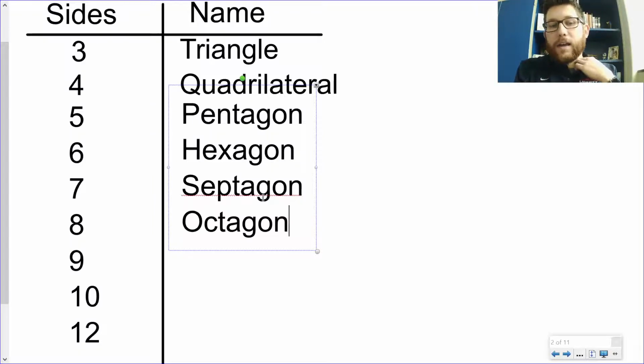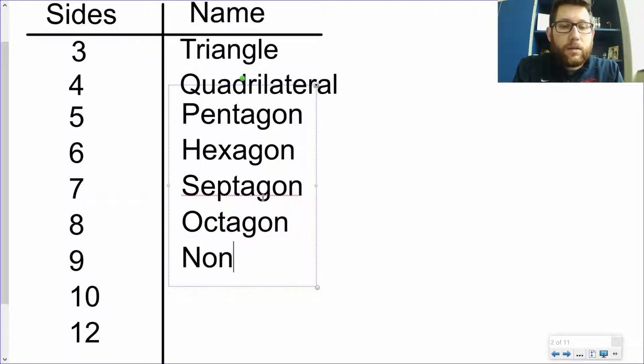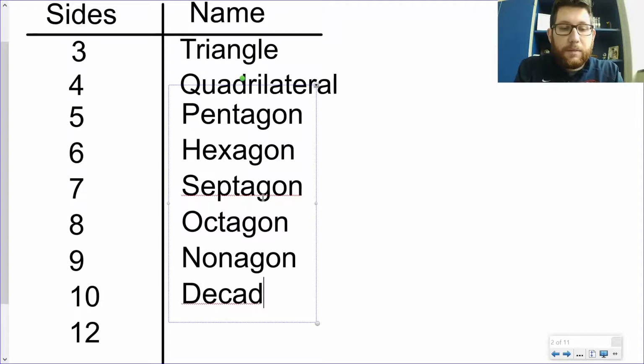9. Now 9 is a little bit of a strange one. 9 is a nonagon. Okay. A nonagon has 9 sides. It's kind of a unique name, but you are responsible for knowing these names and for knowing what a nonagon or a septagon is. 10 is a decagon. You can think of a decade being 10 years, so a deca is usually linked with 10. So I'm sorry, put decade there, decagon.